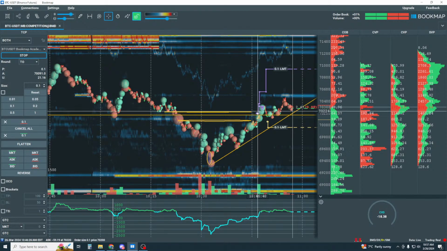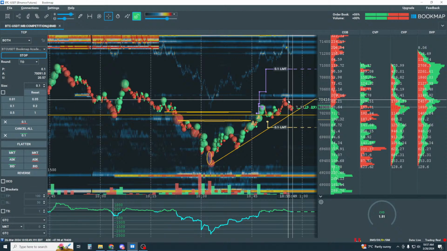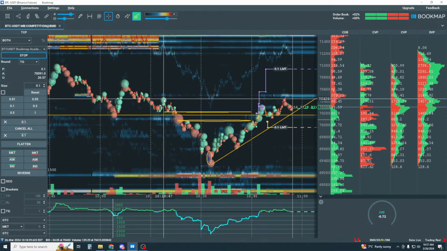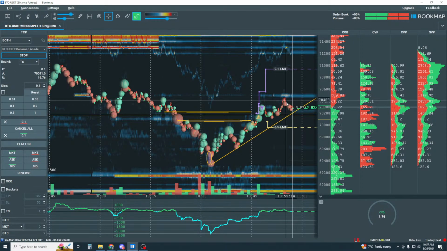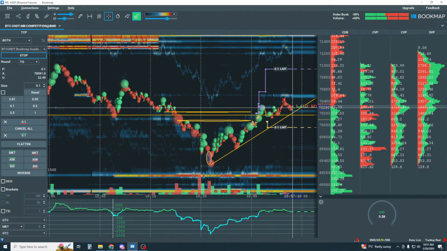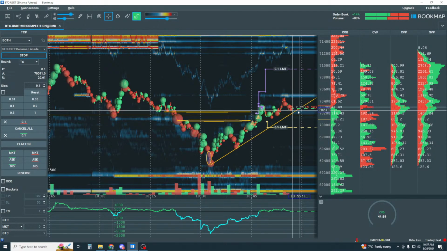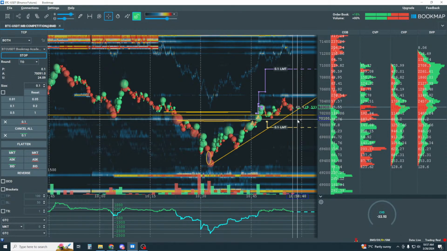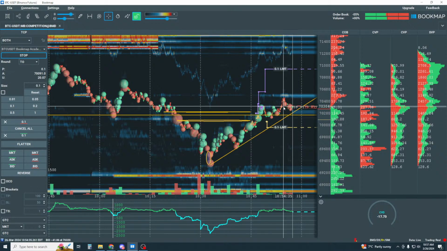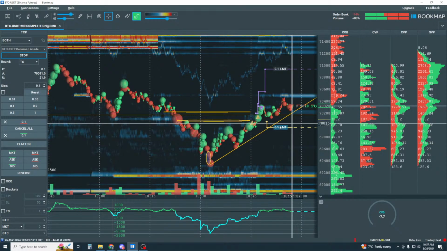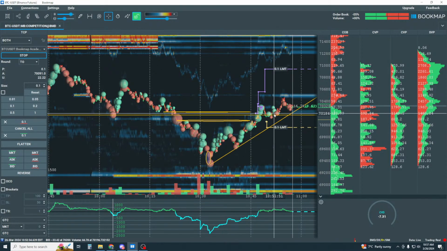I do see the selling. I do see the rejection up here. I see the selling coming in. But I'm going to stick with this in here. It's a bigger trade idea. We don't know. It's still in an uptrend on this small time frame.